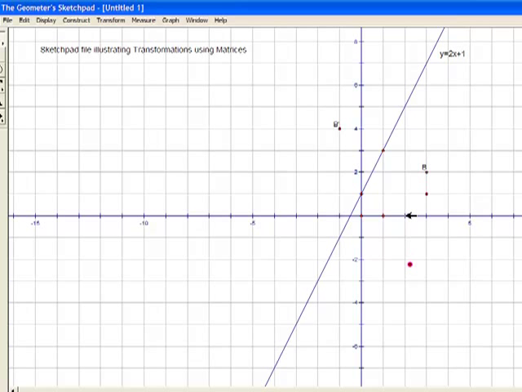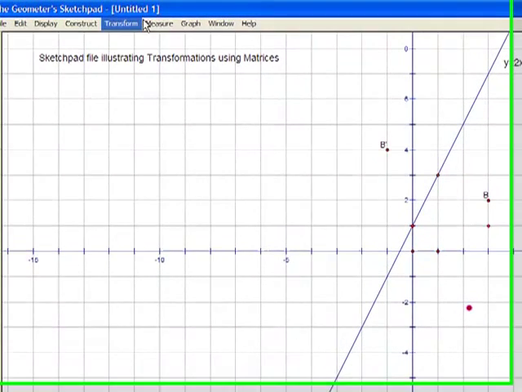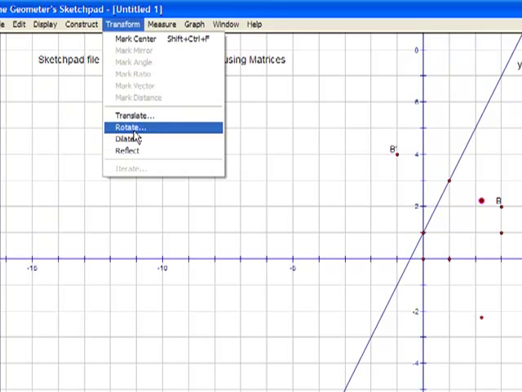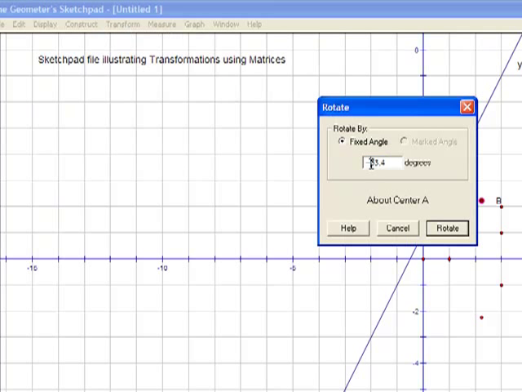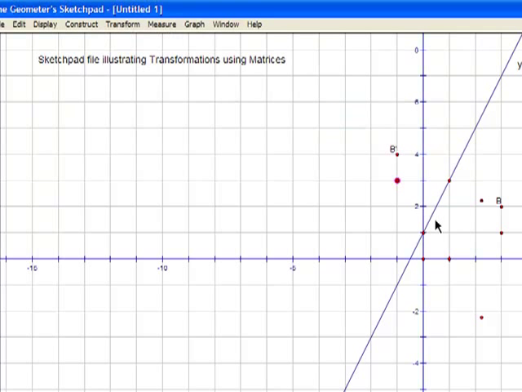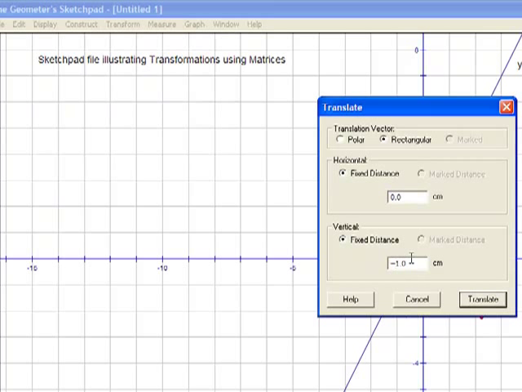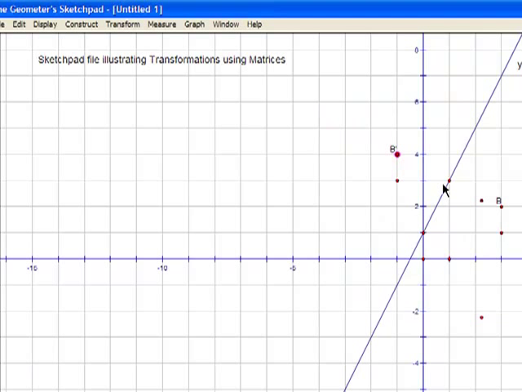Now we can reflect that over the x-axis. It goes up there. Alright, now we have to go backwards and rotate it back 63.4 degrees to the positive. Now you notice it's over here. Now we just have to translate it 1 unit back up. Translate by a positive 1 unit, and that puts it right back on B prime.